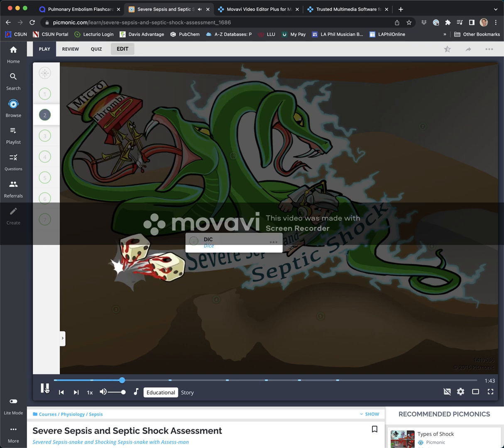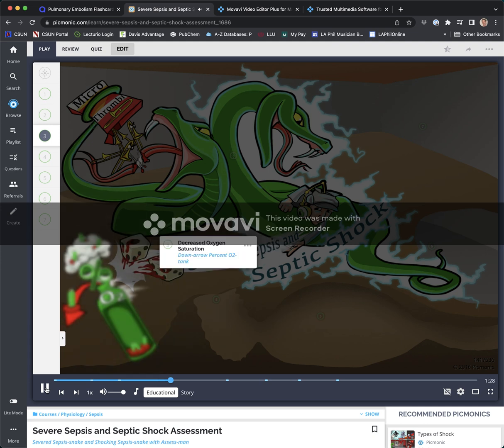This eventually leads to the development of DIC, or disseminated intravascular coagulation, shown by the dice being thrown. This is a condition in which all platelets and coagulation factors are used up and patients are at risk for hemorrhage. Decreased oxygenation saturation, shown by the down arrow percent O2 tank, can occur as a result of severe tachypnea in an attempt to compensate.